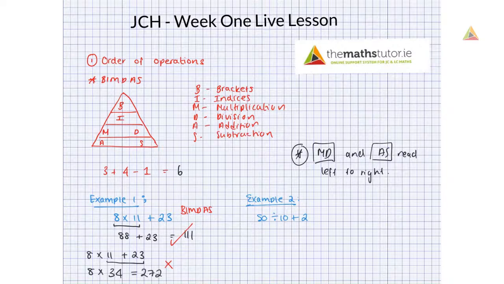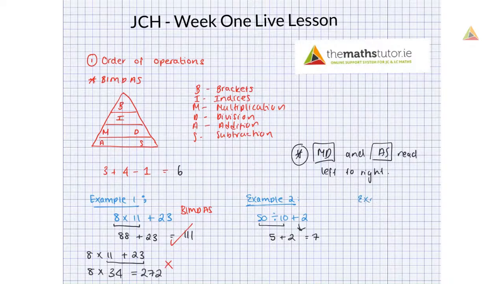Okay, so I'm just going to underline that. That's division to be done first. We do have addition, and the addition will be done then. So we're going to divide 50 by 10, and you're going to get 5, and then you bring down the 2. So 5 plus 2 is 7, and that's your answer for example 2. I'm going to give one more example there. I'm going to give a harder one this time.